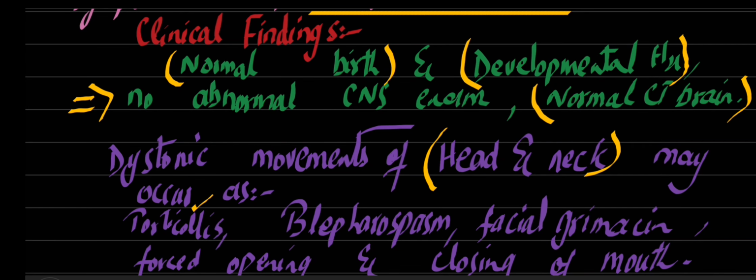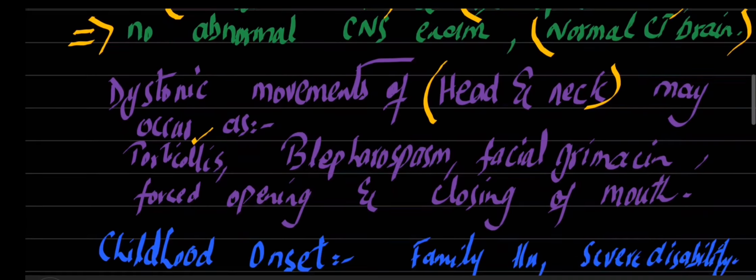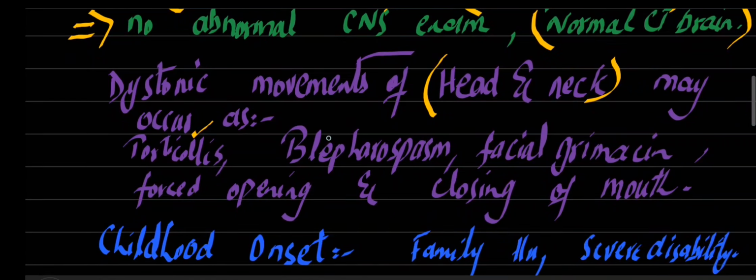Torticollis is actually a spasm of the sternocleidomastoid muscle. There may also be blepharospasm, in which there is forceful closure of the eyes. Also, the patient may have facial grimacing and forced opening and closing of the mouth.